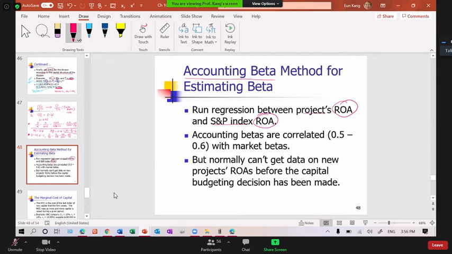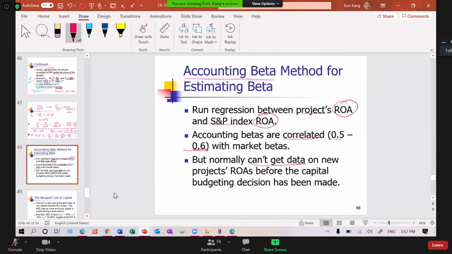Rather than running your return on stocks against the market return, you use the return on asset of the project against the return on asset of the market. If you calculate beta that way, they are correlated, but only 0.5, 0.6. So it's not very accurate. Not only that, it's very hard to get the data, right?